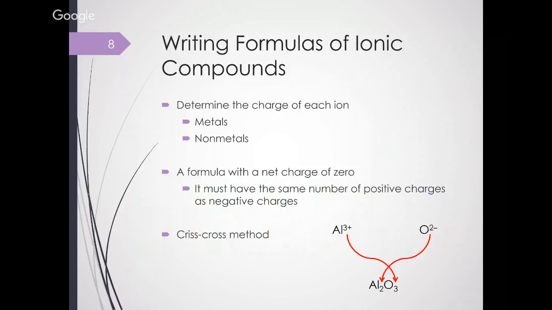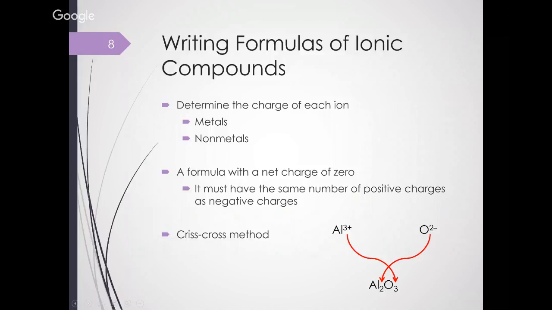So how do we write formulas for ionic compounds? Well, the first thing you need to know is what is the charge on each of those. Metals are going to become positive, nonmetals are going to become negative. We just looked at the periodic table and how to determine some of those specific charges. When you figure out what your chemical formula is, you have to have a net charge of 0. So that means you need all of the positive charge to cancel out all of the negative charge. So we use what's called the crisscross method.